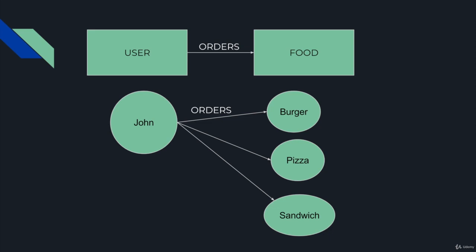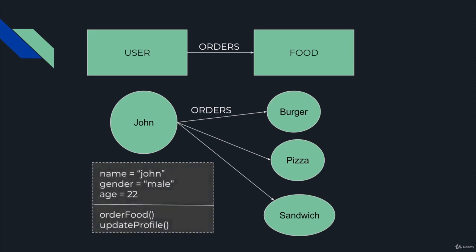Now in programming, John will be nothing but an object that has certain state and behavior. John will be represented like this in programming. As you can see, John has certain state like name, gender and age. We have defined that the name is John, gender is male, and his age is 22. John can have certain behavior: he can order food and he can update his profile. John will be using this behavior to perform certain actions.